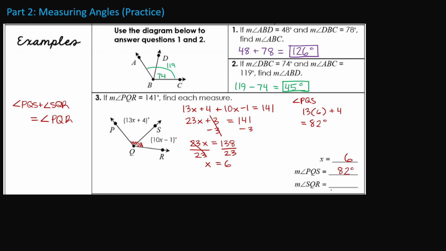To find angle SQR, we could go two ways. One way, we can take x equals 6 and plug it into the expression 10x minus 1. That's one way. Or we can take PQR, which is 141 degrees, and subtract from it the angle we just found, PQS. So 141 minus 82 would get us the measure of angle SQR, and that's going to be 59 degrees. No matter which way you do it, you should get 59 degrees for that angle measure.